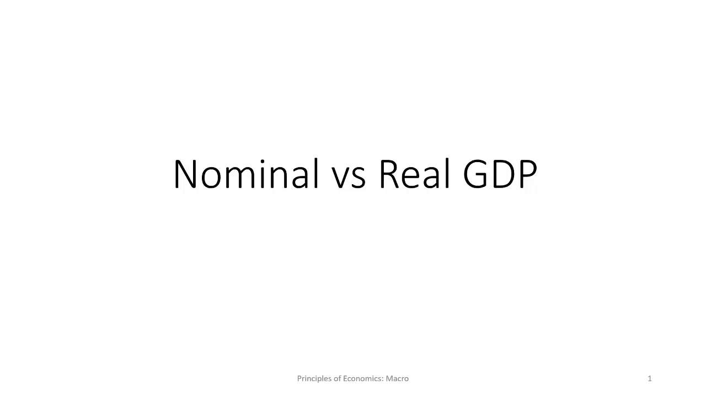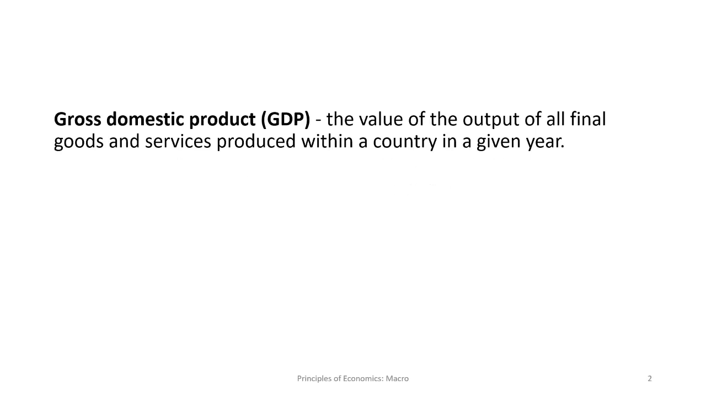The purpose of today's lecture is to understand the difference between nominal and real GDP, an extremely important distinction in macroeconomics. First, let's start with the definition of gross domestic product as we covered in earlier lectures. GDP is nothing but the value of the output of all final goods and services produced within a country in a given year. Now, the word value has important connotation here.